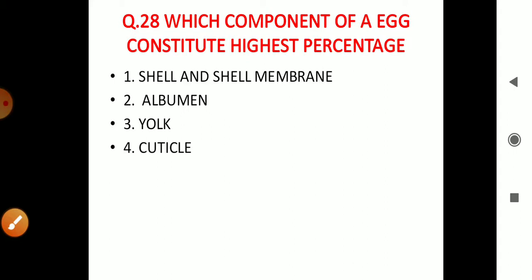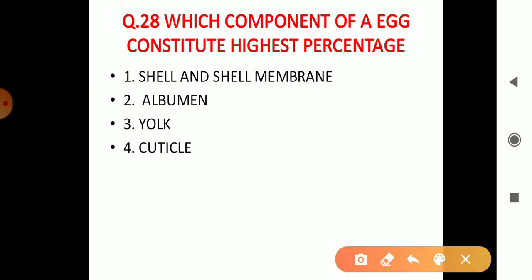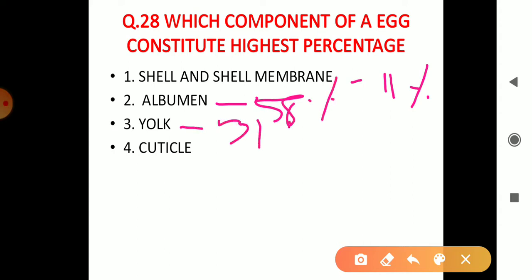Which component of an egg constitutes the highest percentage? It's a very important question. Just remember, the shell and shell membrane of the egg constitute only 11%. The albumen contains 58%, and the yolk contains 31%. So obviously the answer is albumen.